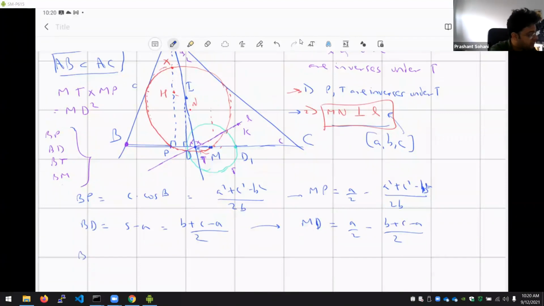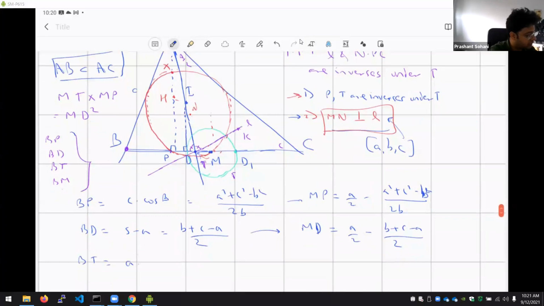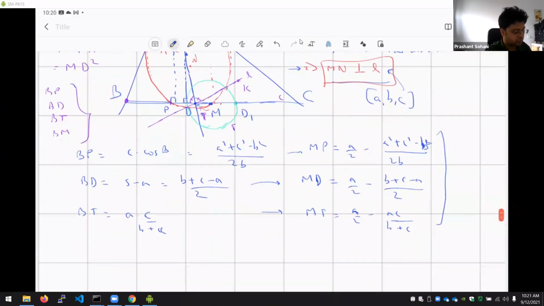Okay, and then finally BT. So BT is the distance of the angle bisector, how much it makes on one side. So that will be equal to A times C by B plus C. Therefore, MT is equal to A by 2 minus this. Okay, so at least all the objects of interest are on the table now, and what we have to prove is MP into MT equal to MD square. That's what we have to prove.